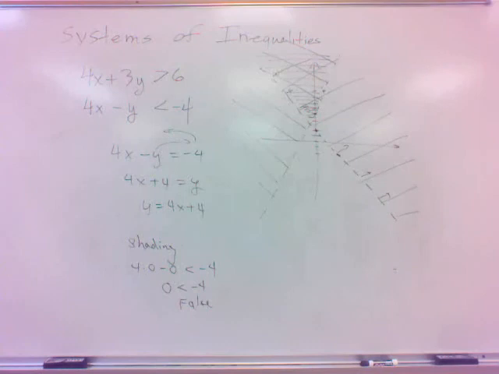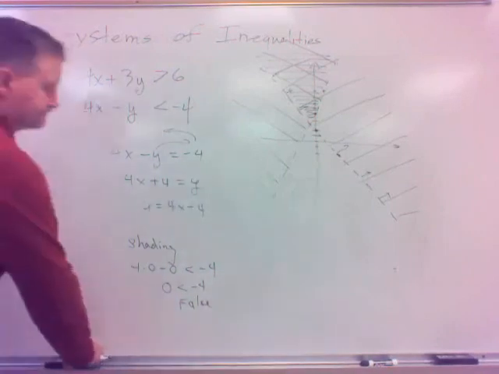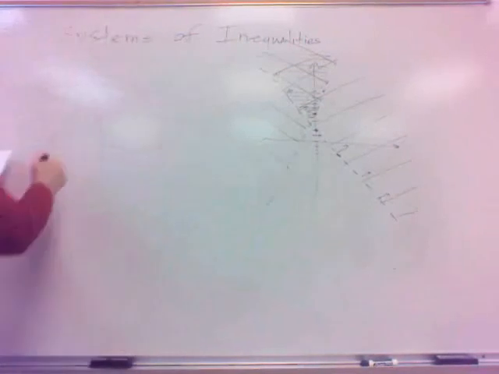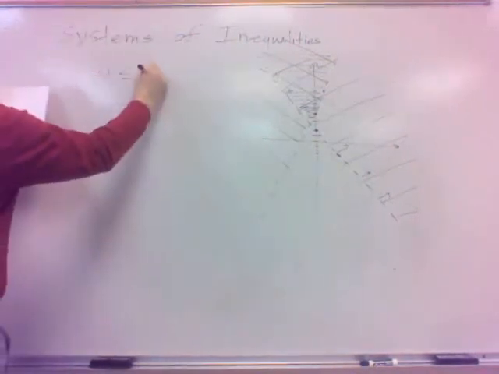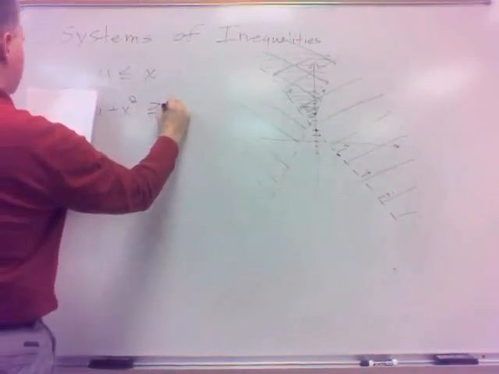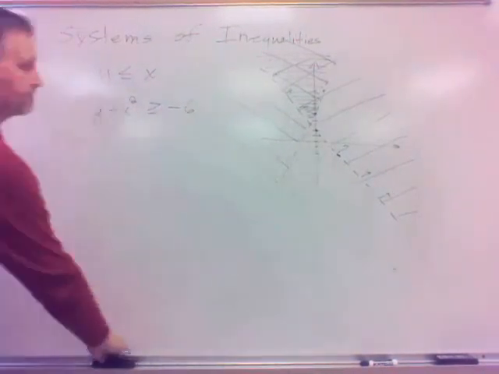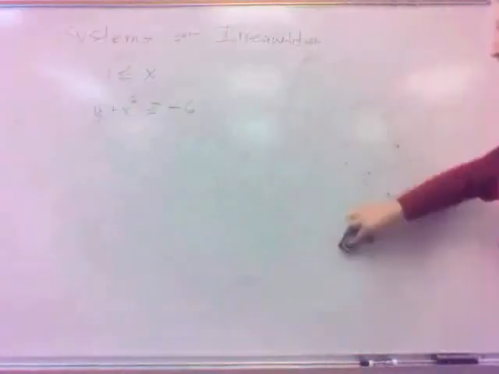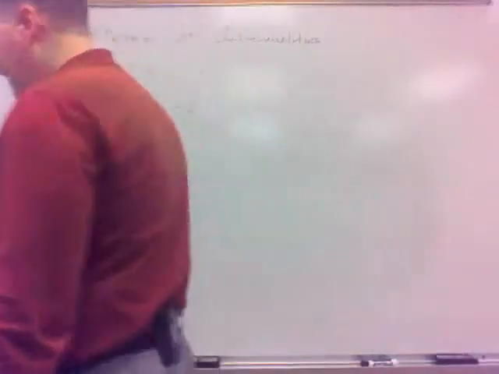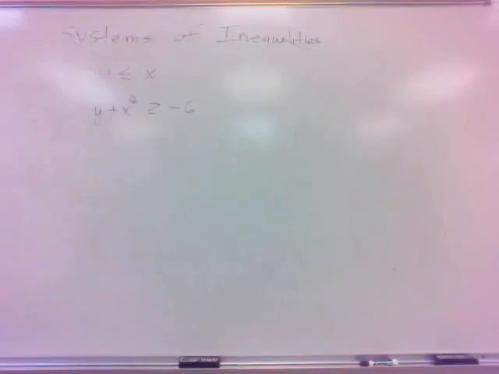All right. Let me show you one more here. Is that okay? All right, one more. How about y is less than or equal to x, and y plus x squared is greater than or equal to negative 6. Y is less than or equal to x. Y plus x squared greater than or equal to negative 6. All right. First point.